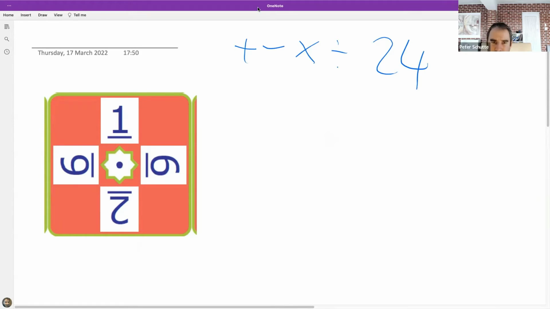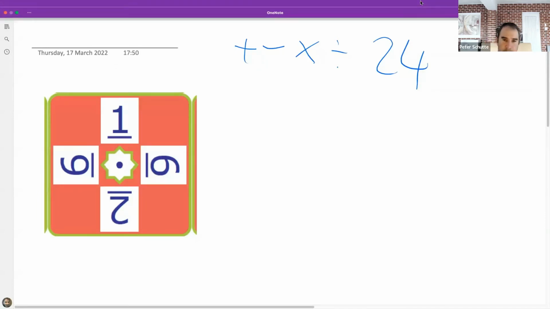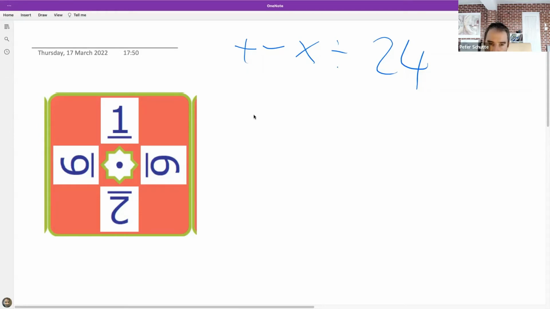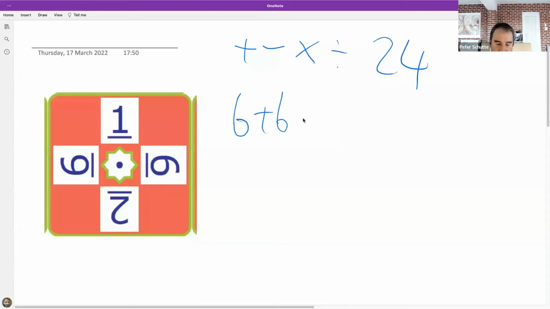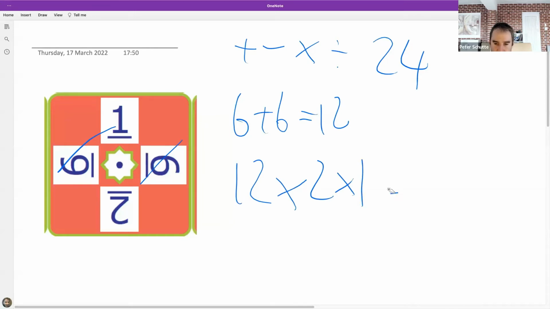I saw a hand flash up. Sir, can I say the answer? Oh, please do. Who's that speaking? It's Tube, sir. Tube, go ahead. The answer is 6 plus 6, which equals 12, times 2 times 1, which is 24. So you use the two sixes, and then 12 times 2 times 1, which is 24. You are the champion.